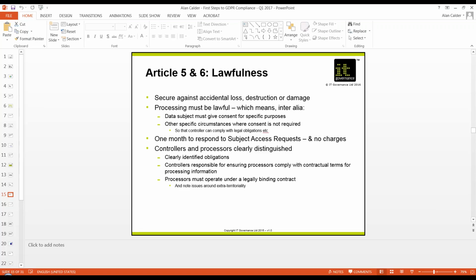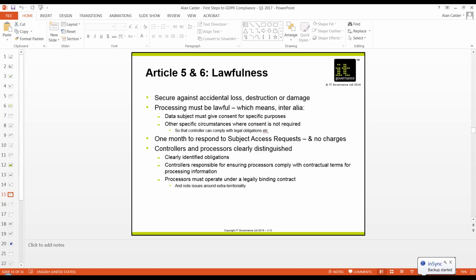So for instance, somebody in an ambulance doesn't have to give consent to processing personal information about their blood type, for instance, or anything else, because the overriding interest in the data subject's health would give the ambulance service the right to collect that information and deal with it. But broadly speaking, data subject must give explicit consent for specific purposes.